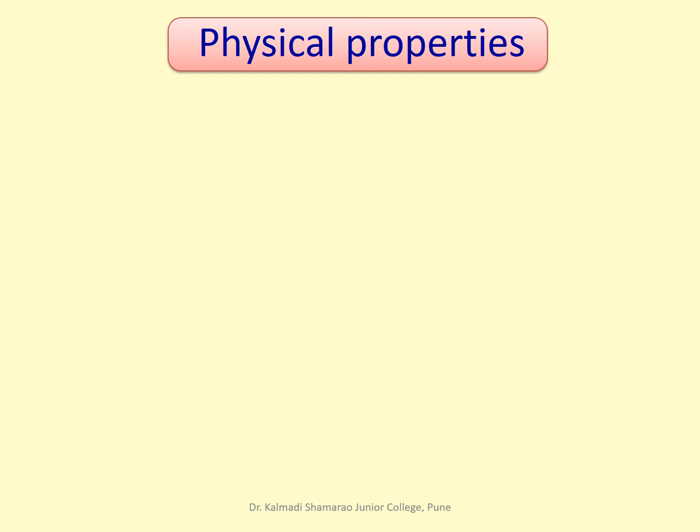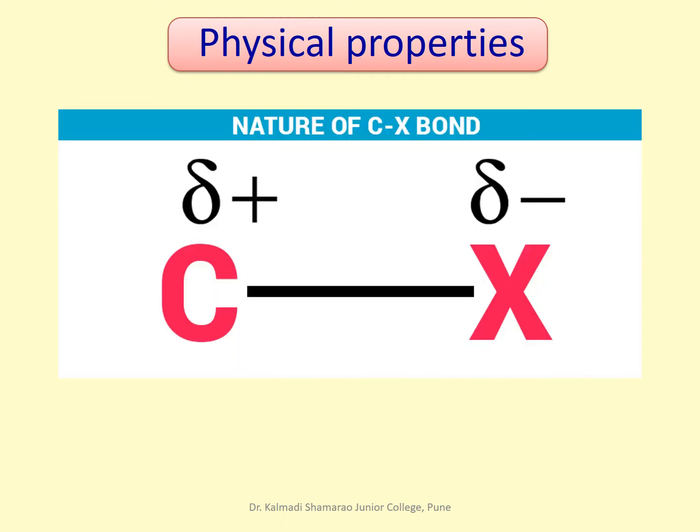In alkyl halides, halogen being more electronegative than carbon attracts the shared pair of electrons towards itself. Since electrons are negatively charged particles, halogen develops partial negative charge and carbon develops partial positive charge. Thus, two poles are developed in the molecule, a positive pole and a negative pole. Such a molecule is called a dipole or polar molecule.